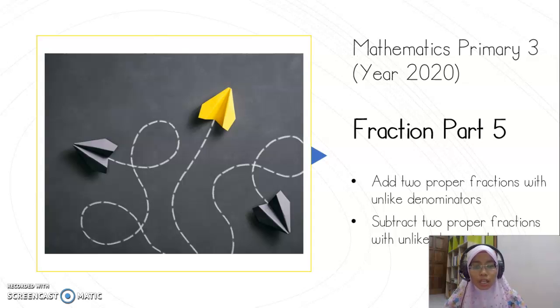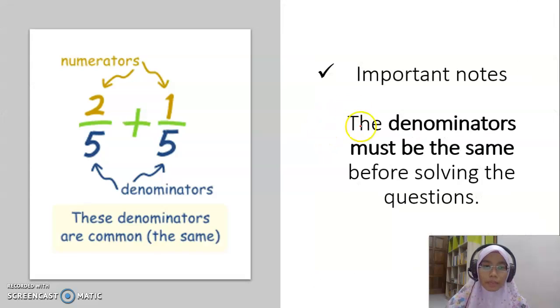The topics today are add two proper fractions with unlike denominators and subtract two proper fractions with unlike denominators. Unlike here we are referring to not same. Before we solve the problems, the important note that you must remember is the denominators must be same, same before solving the questions.